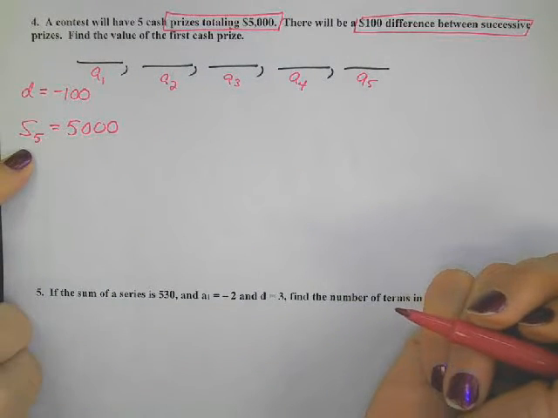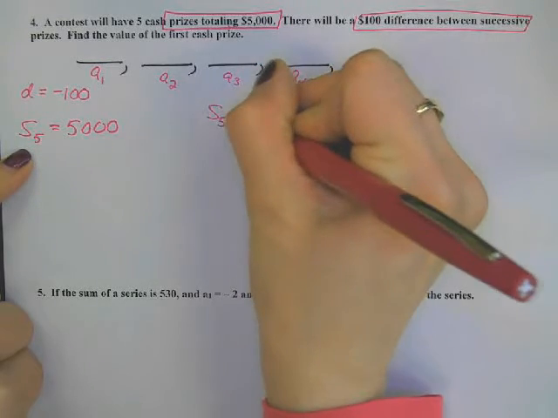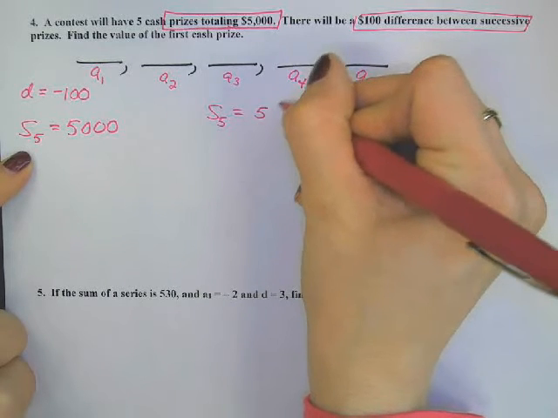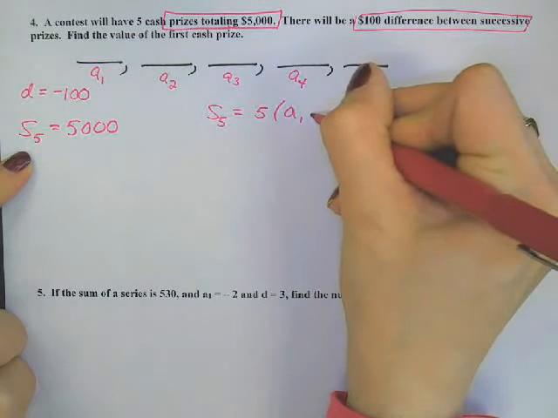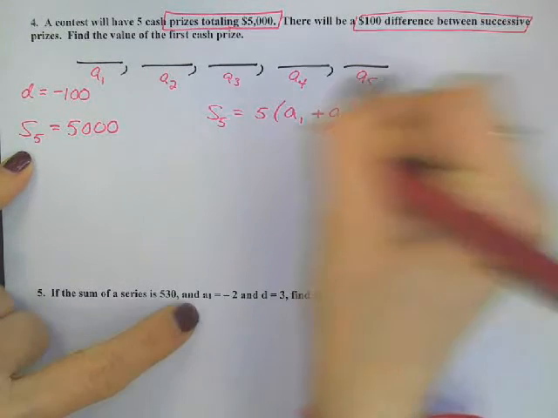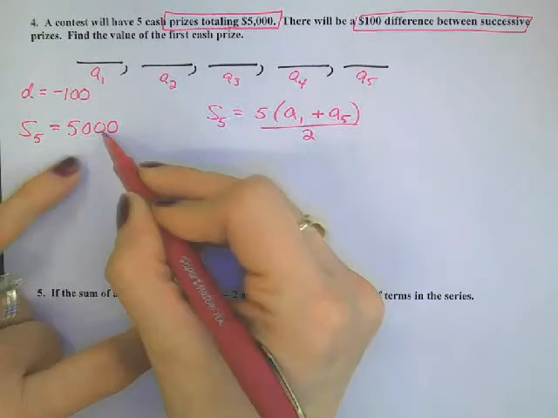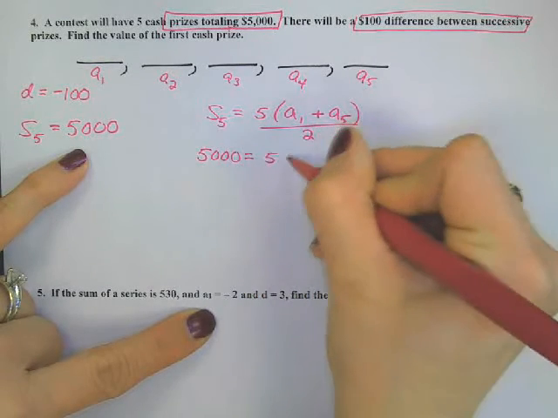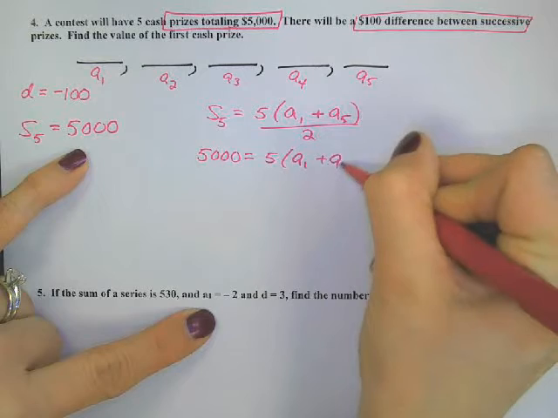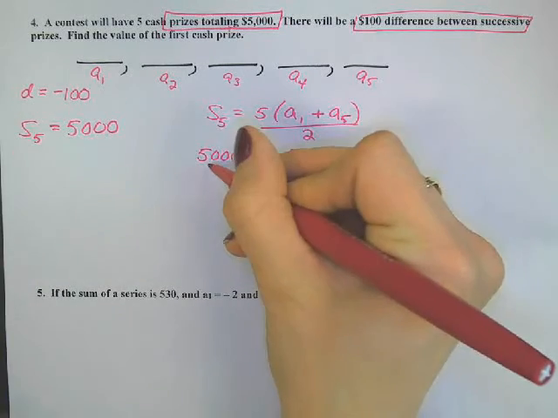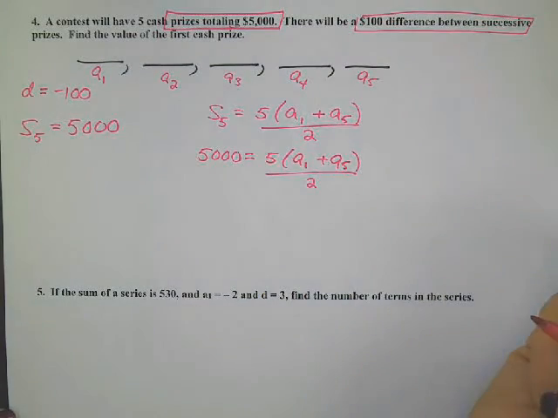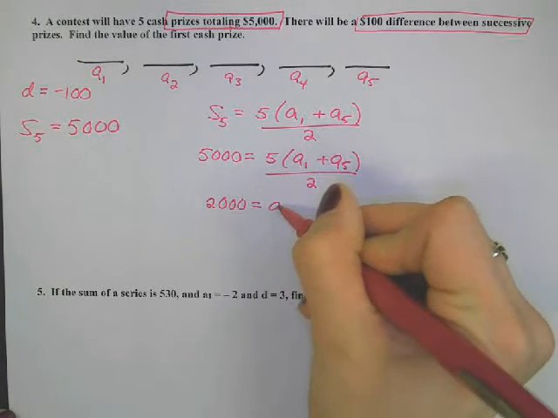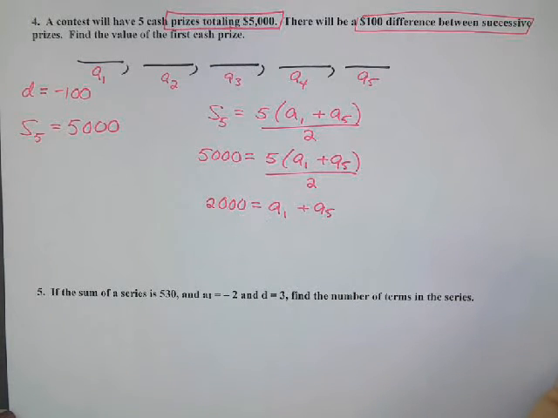So it seems like we might have to do a sum formula. Okay, S sub 5. Since it's arithmetic, the calculation would be 5 times a sub 1 plus a sub 5, all over 2. And I know the sum is 5,000, so we can go ahead and put 5,000 in there. I could definitely multiply by 2 and divide by 5. So that makes 2,000 equals a sub 1 plus a sub 5.